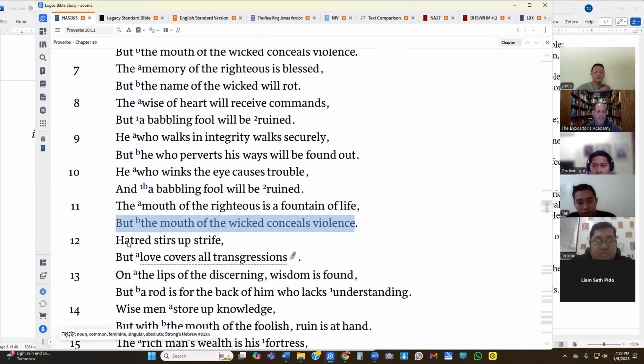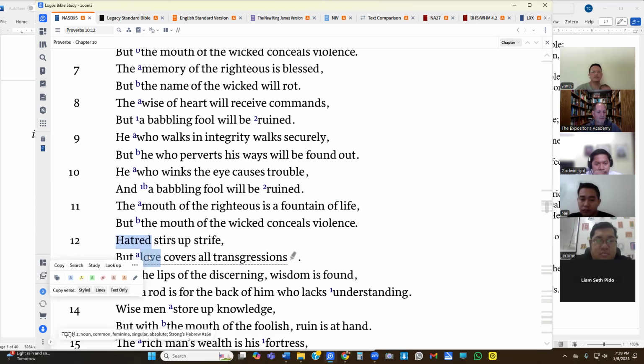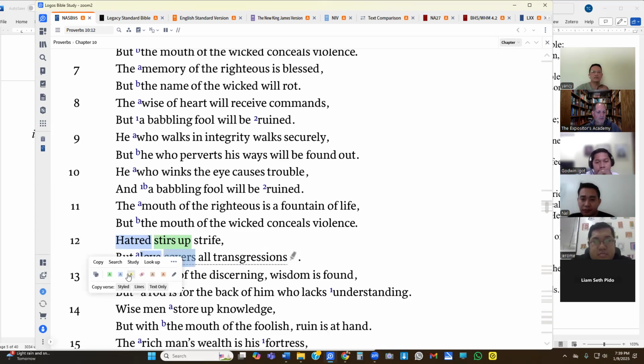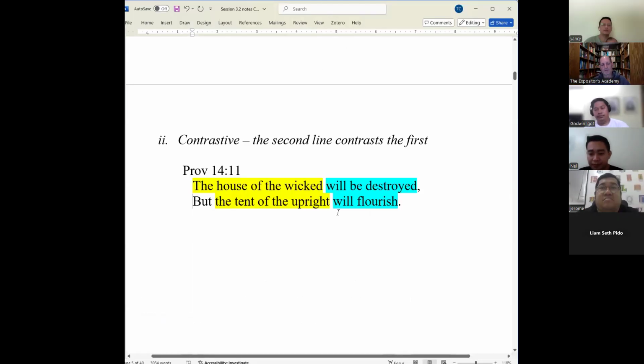Notice opposites. Hatred stirs up strife. Love covers transgression. So hatred is the opposite, right, of love. And then we have stirs up is the opposite of covers. And then strife is the opposite of transgressions. Okay, so it's a contrast. So this is, like I said, pretty common in Proverbs, contrastive parallelism.